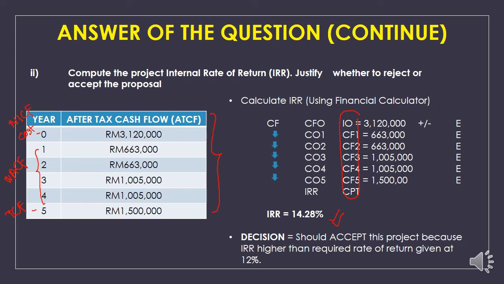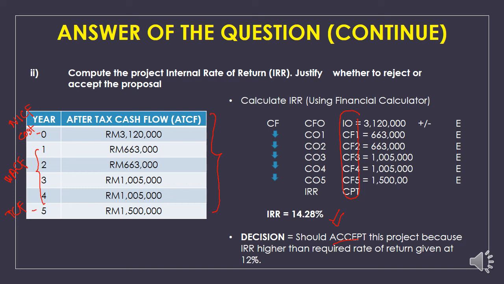And then based on the answer of IRR, the question asks to come up with a decision either to reject or accept the proposal. So based on the decision, you should accept this project because IRR is higher than the required rate of return given in the question, which is 12%. To come up with this decision, you should compare the IRR that you get from the financial calculator with the rate of return or I given in the question.